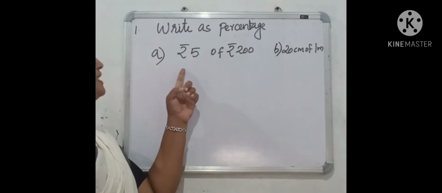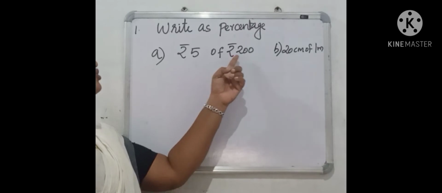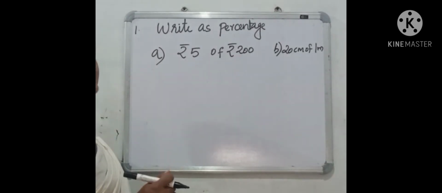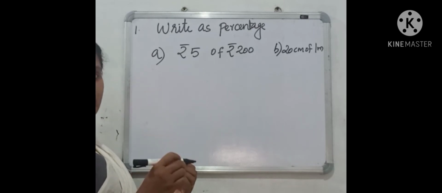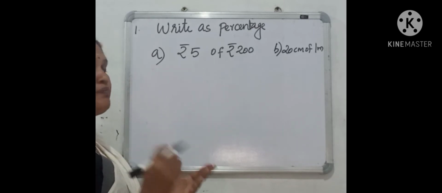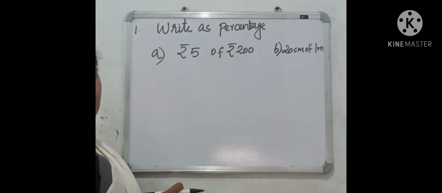Okay. Next, write as percentage. A, rupees 5 of rupees 200. Here we have to find rupees 5 is how much a percentage of rupees 200.